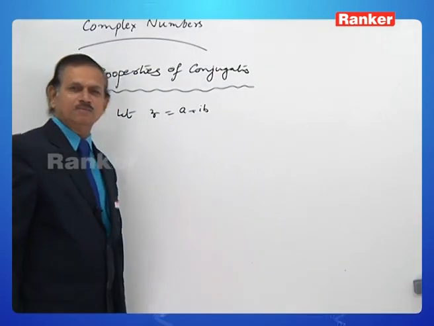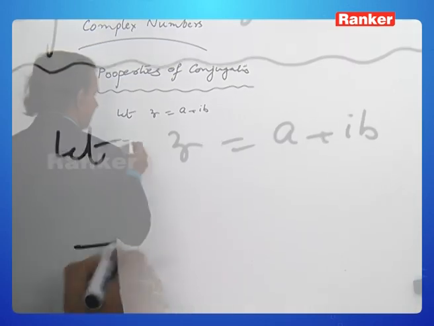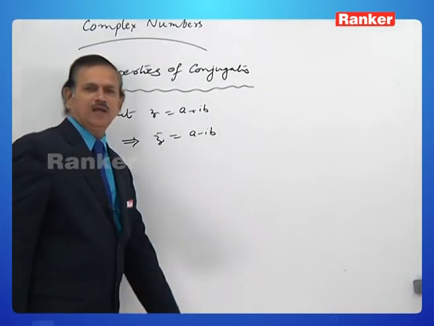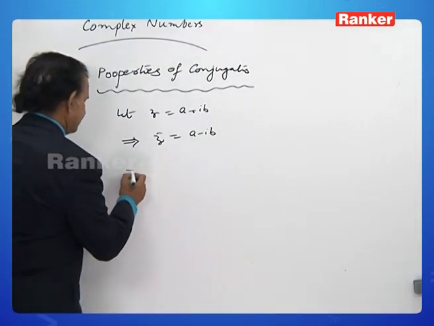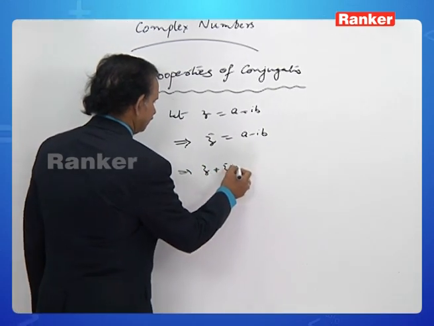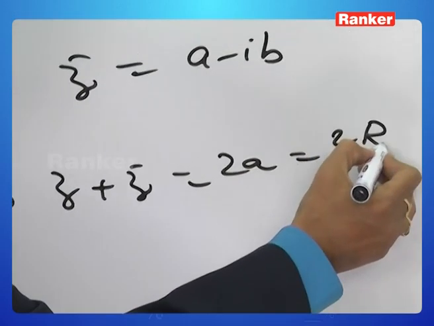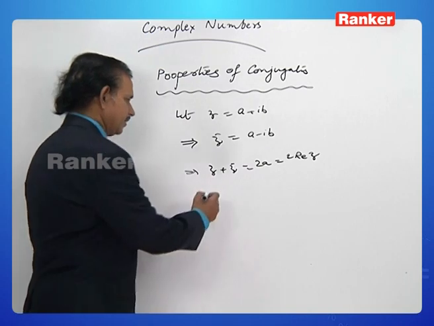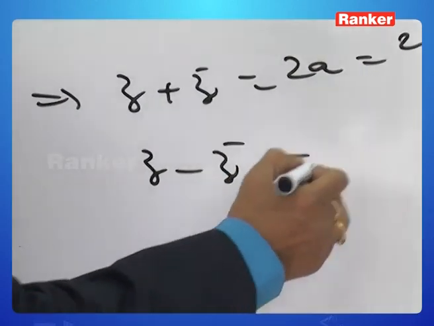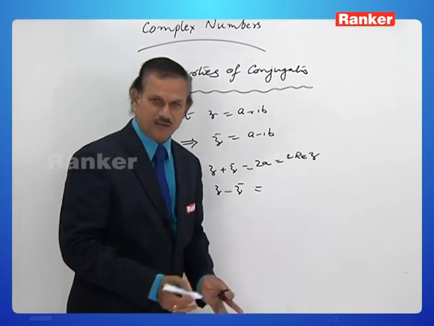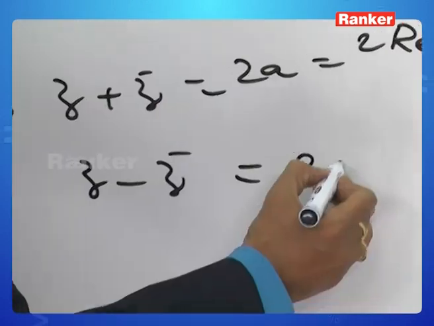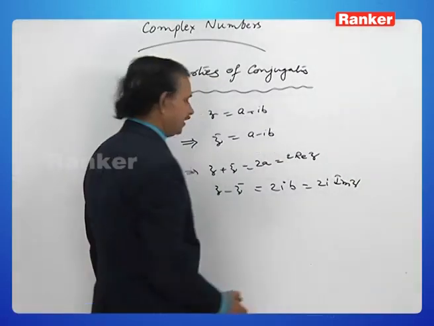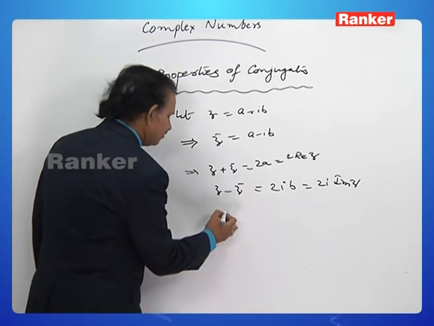Let z equal to a plus ib be a complex number with us. What is z bar? A minus ib. What is z plus z bar? 2a, which is 2 into the real part of z. What is z minus z bar? The a and a cancel. ib plus ib is 2ib. So it is nothing but 2i into b, that is 2i into the imaginary part of z. What is z bar?